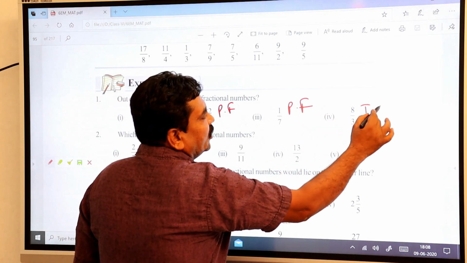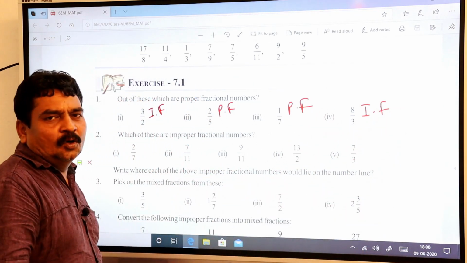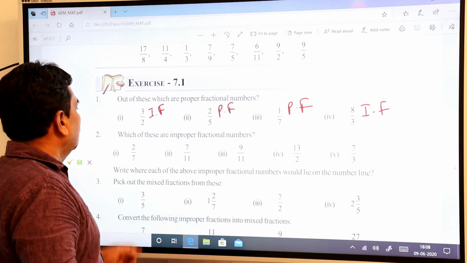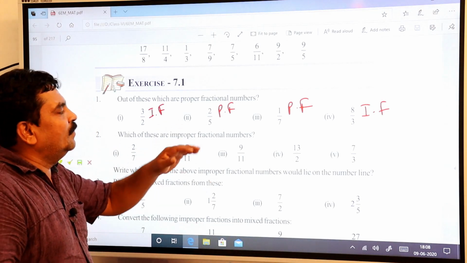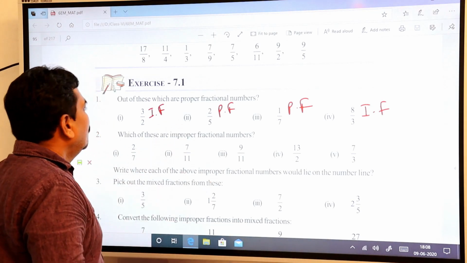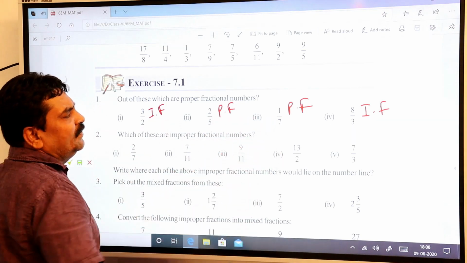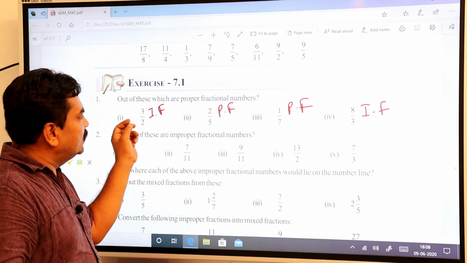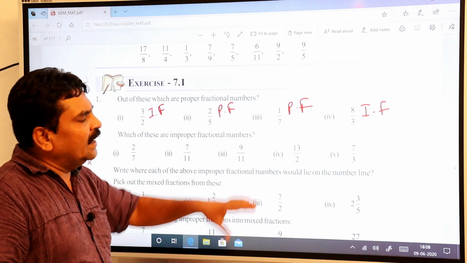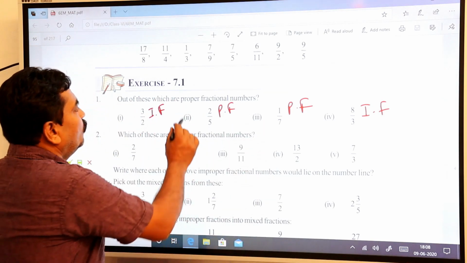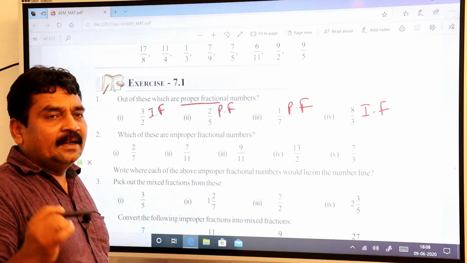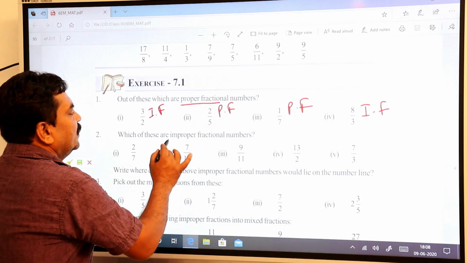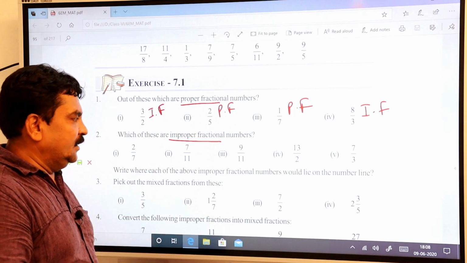8 by 3. This is your improper fraction. Now go to this one. Which of these are improper fractions? You have no need to write the clarification here for each bit. It is asking, out of which, you just write down only those values which are proper fractions. In a similar way, write down only those values which are improper fractions.